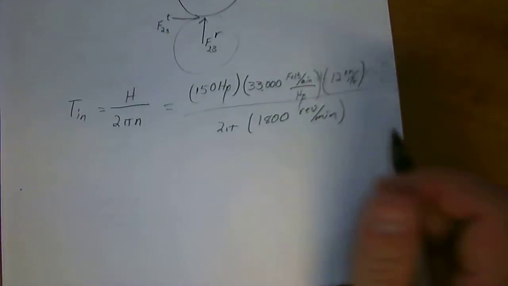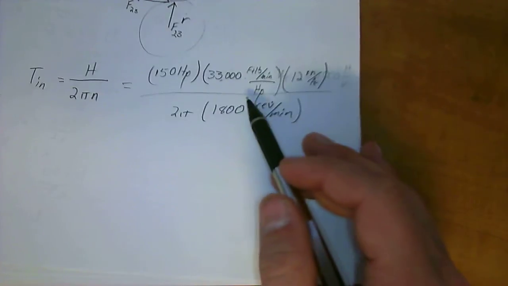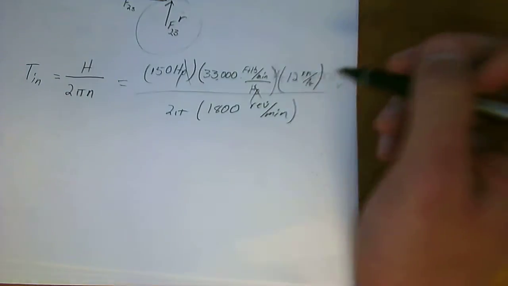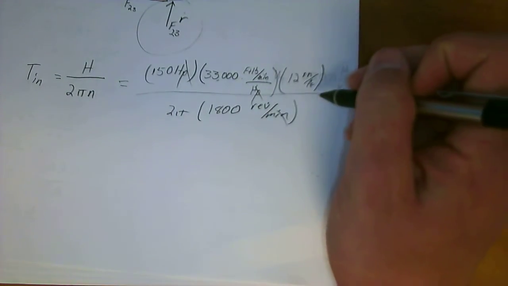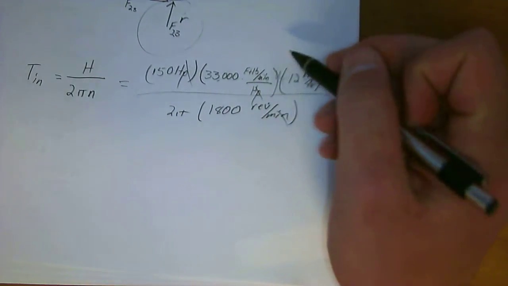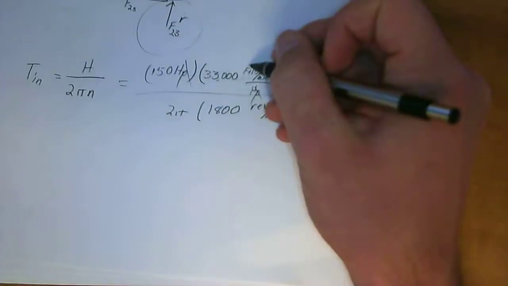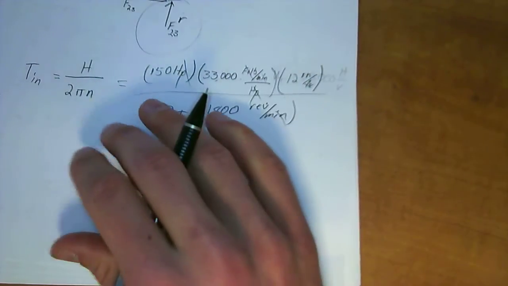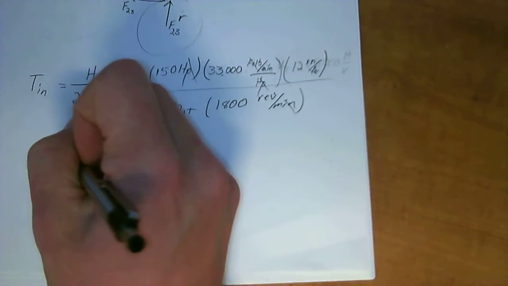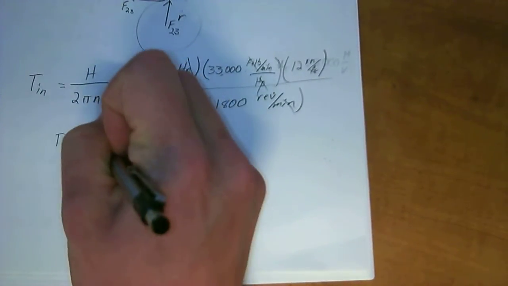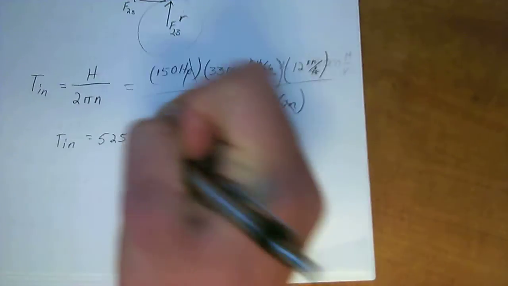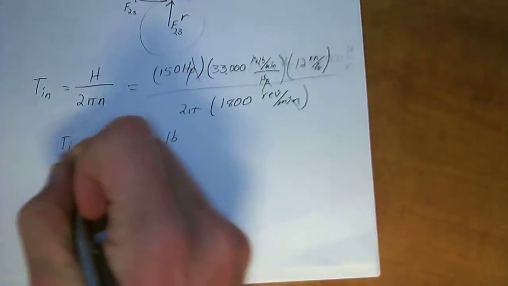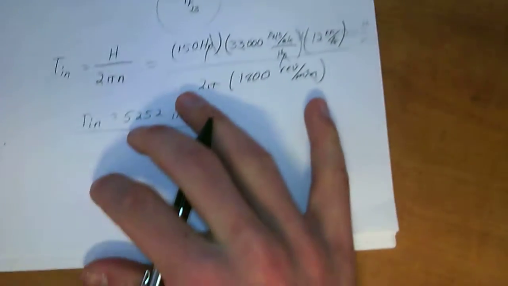Okay, and this should leave you everything but foot pounds. So this is a place where you really want to watch your units, because the horsepowers will cancel, the minutes will cancel, the feet will cancel, and then you end up with inch pounds for your torque. So if you go ahead and solve this out, you'll find out that the torque in is equal to 5,252 inch pounds. Okay, so that's useful.